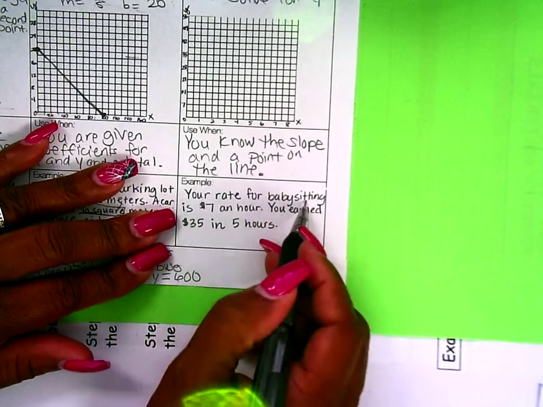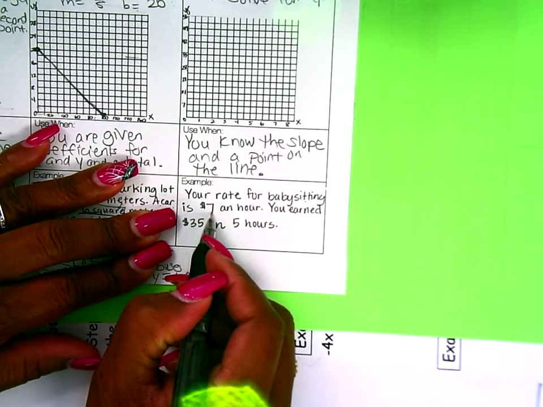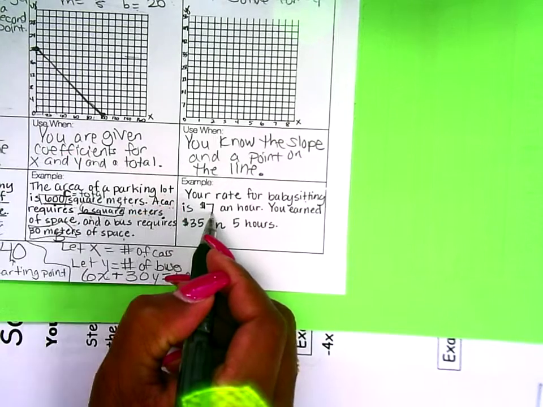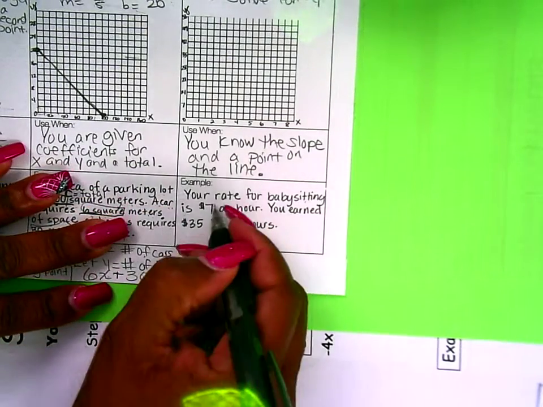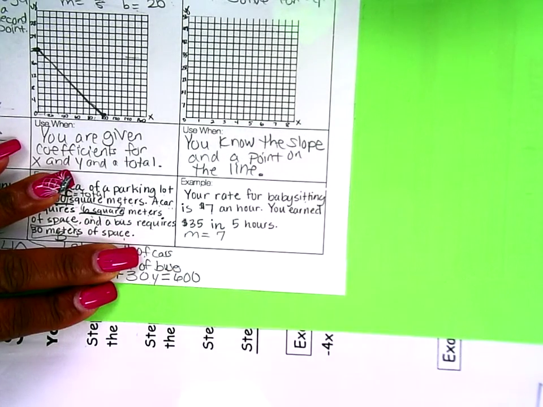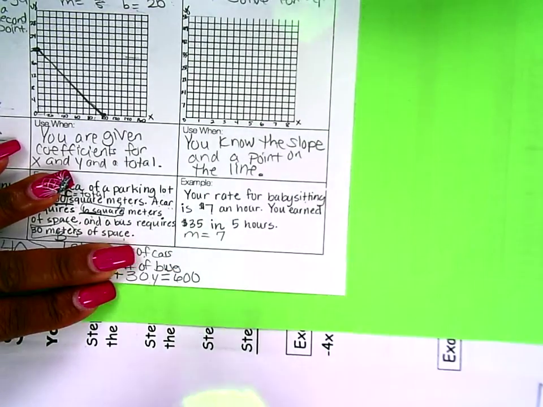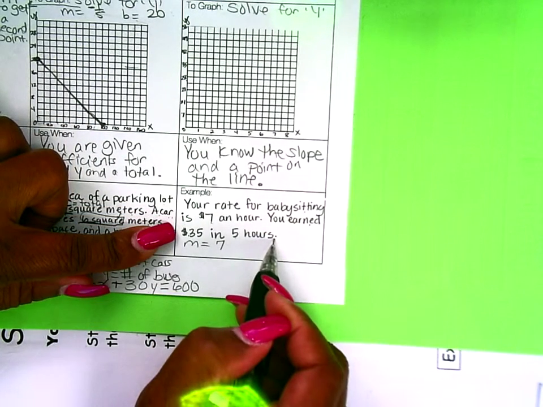It said your rate for babysitting is $7. What is the rate? So what do we call it, mathematically? It's our rate, it's our slope. So we know that our m equals $7. Then it says here, you earn $35 in 5 hours.